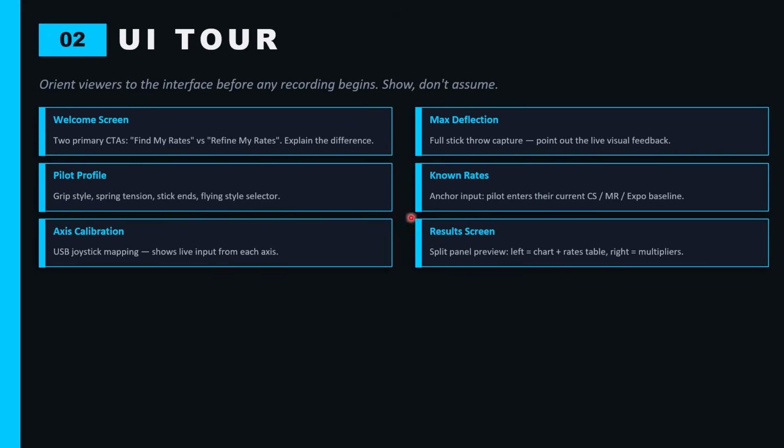Next is your known rates, and the known rates here are either Betaflight stock or actual rate stock, or these could be profiles that you've used the tool with previously. And then last but not least is the result screen. This is really where the bread and butter is.